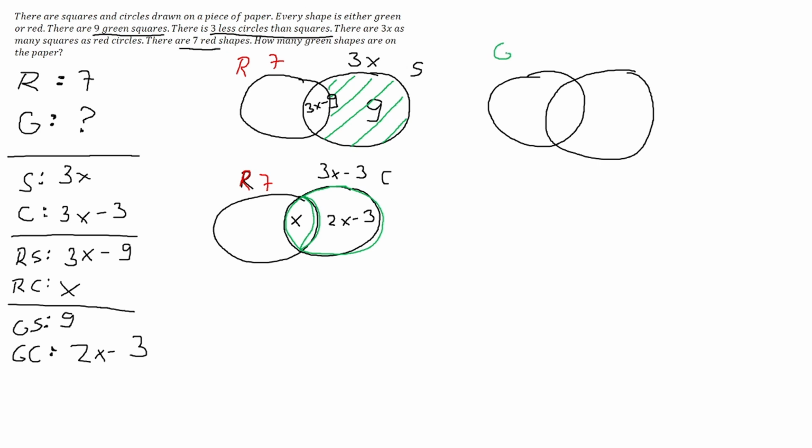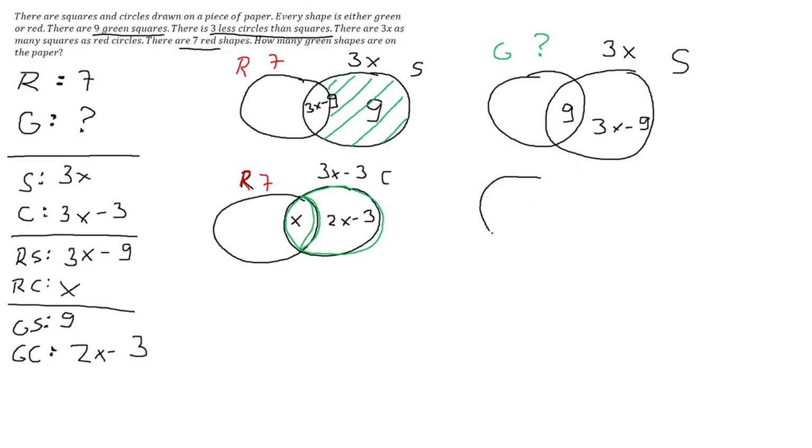So we're gonna go with G, and that's unknown. That's what we're trying to figure out. So we have the green squares. So there's 9 of those, just like right here. And overall, there are 3x squares, which means that there is 3x minus 9 red squares. 3x minus 9. Because you're taking the whole set minus the ones which are in the intersection. Just like so.